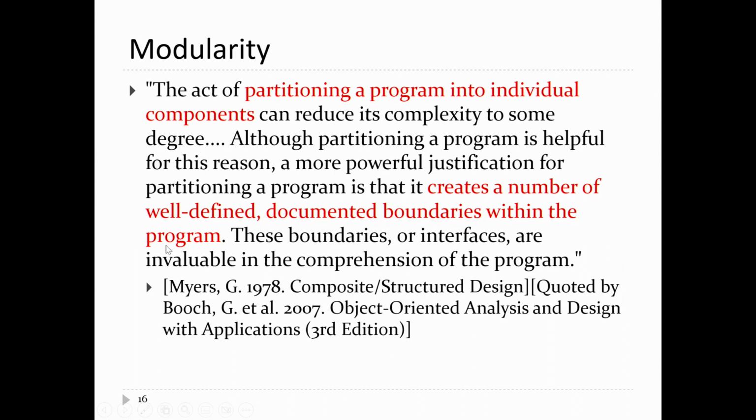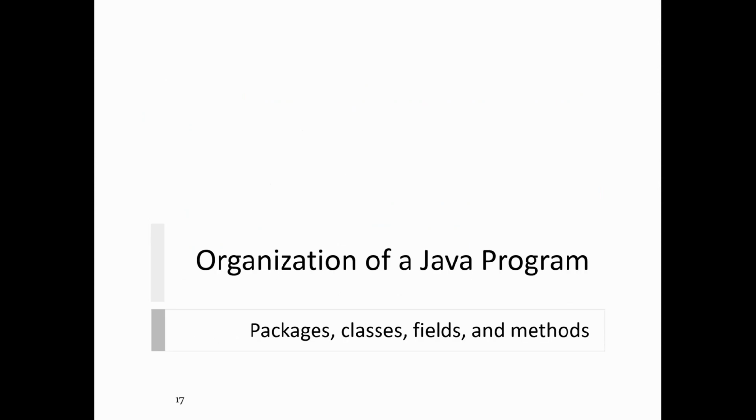Okay, so those are three of the four aspects of the object model. The fourth one is hierarchy, but we'll get to that later in the course. This is a good place to stop before we actually start to talk about how you create a full-fledged Java program.